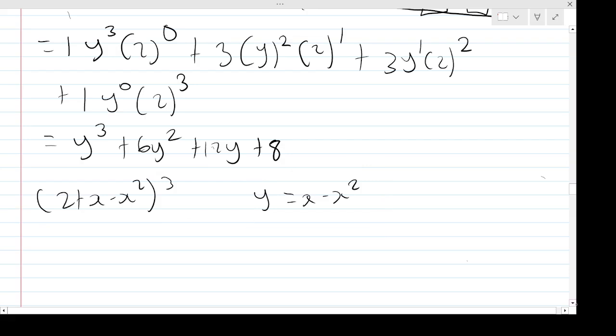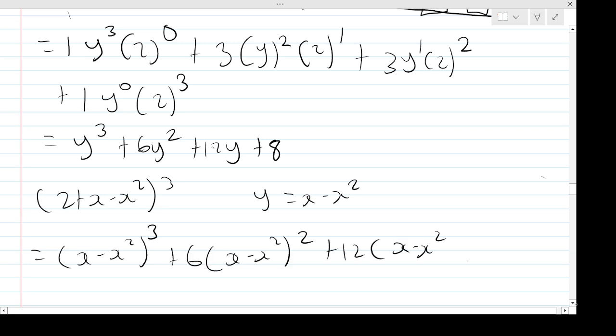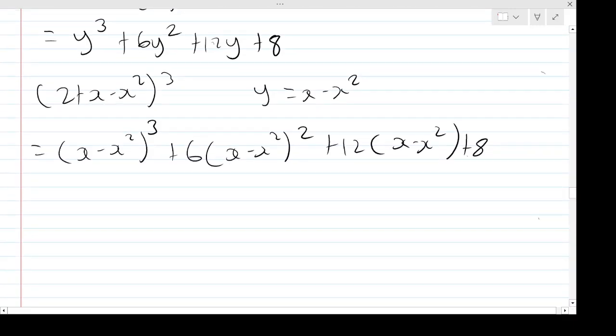If I do that then that will equal, well, y cubed will be x minus x squared all cubed. Then we have 6y squared, that's 6 lots of x minus x squared all squared. Then 12y will be 12 lots of x minus x squared, plus 8. And so effectively then we just need to simplify these easier brackets, right? Here we had plus 2, but the brackets are a lot easier now because it's just x minus x squared. Less terms in the bracket makes it easier to deal with.